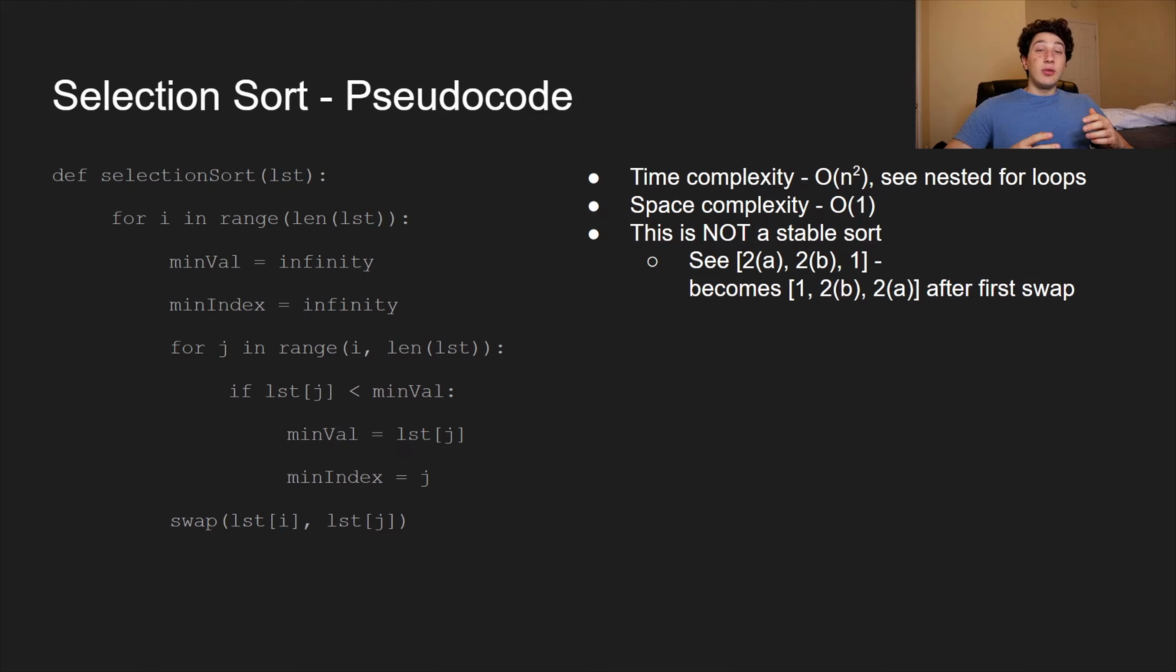After that first iteration of selection sort, 1 is going to be switched with 2a. So then we're going to have 1, 2b, 2a. And then in the subsequent iterations of selection sort, things are going to be kept the same as before. So our eventual result is going to be 1, 2b, 2a, and clearly this is not stable. 2a and 2b have been flipped in the eventual ordering.